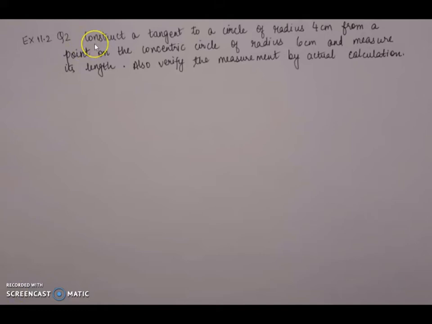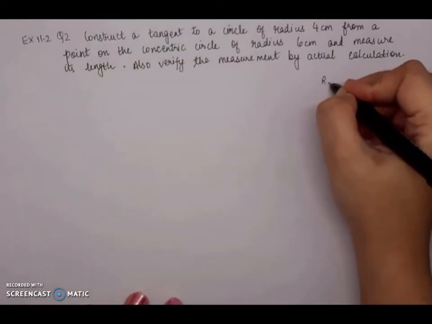Exercise 11.2, question number 2. Construct a tangent to a circle of radius 4 cm from a point on the concentric circle of radius 6 cm and measure its length. Also verify the measurement by actual calculation. So first we will draw a rough figure.